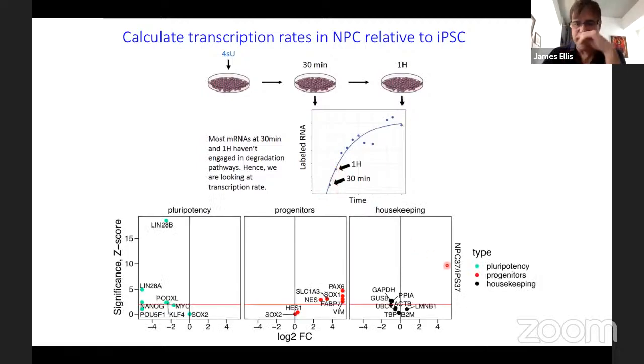When you do this, what we're comparing is wild-type NPCs to wild-type iPS cells. If you look at the transcription rate of the housekeeping genes, it's essentially unchanged between iPS cells and neural progenitor cells. If you look at the progenitor genes, yes, transcription rates are going up, as you'd expect. And in the iPS cells, the pluripotency genes are high and they're going down in the NPCs. So this is giving you confidence that you actually are measuring relative transcription rates and that they do change as the cell types change.